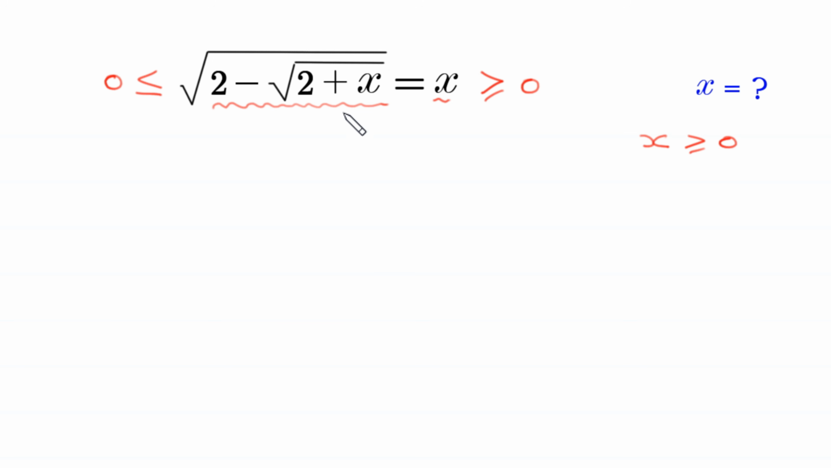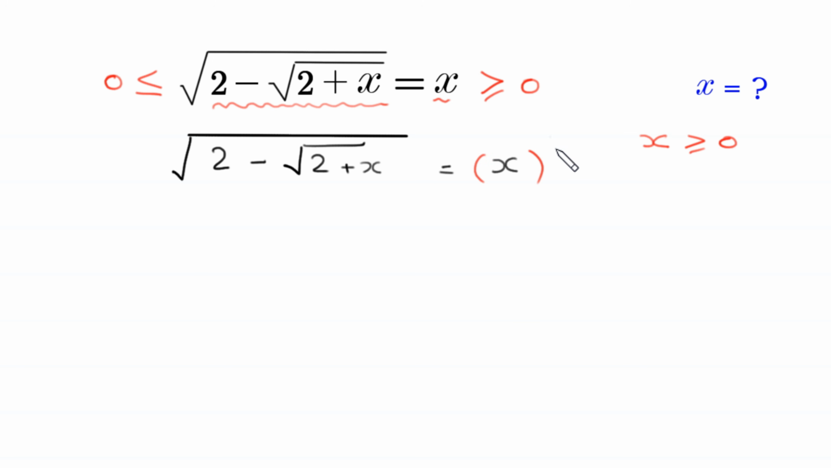Now let's continue by squaring both sides of this equation. On the left hand side we have square root of 2 minus square root of 2 plus x, equal to x, and from here we take the square of both sides of this equation. So this square will be cancelled out with this square root, and on the left hand side we are left with 2 minus square root of 2 plus x is equal to x squared.